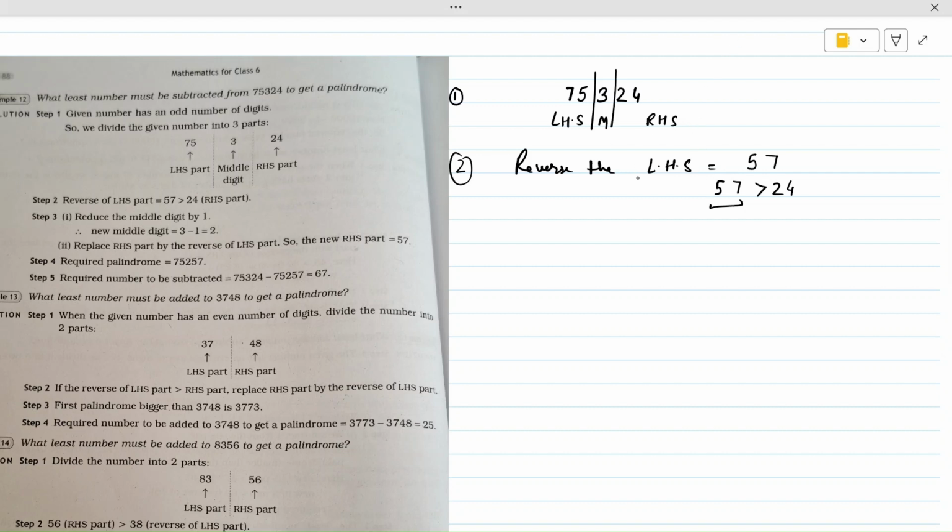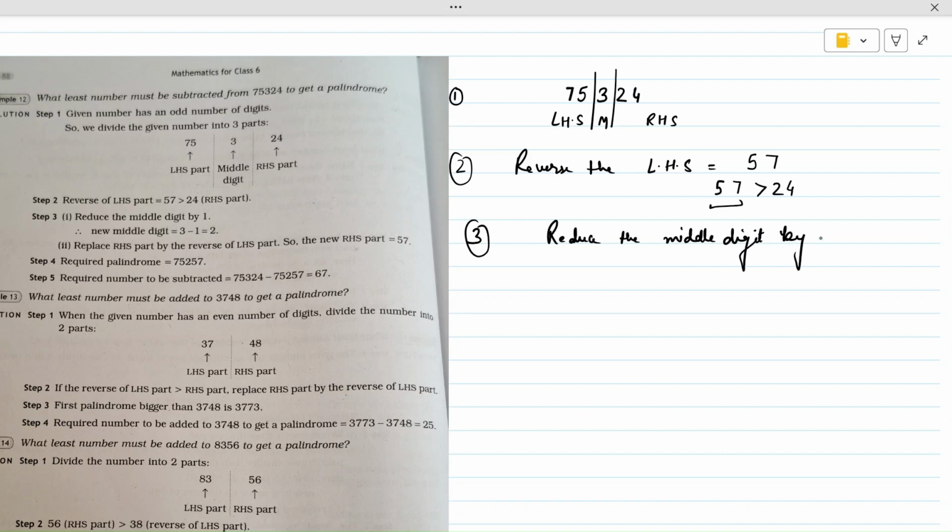So what are we going to do? As part of step 3, we are going to reduce the middle digit by 1. So I'm writing here, reduce the middle digit, which is 3 here, right?